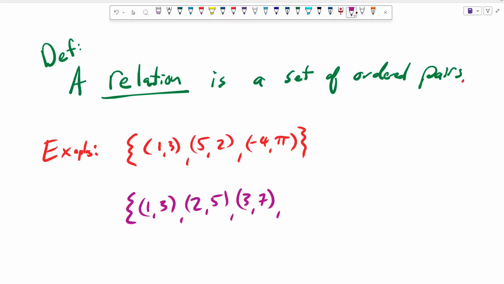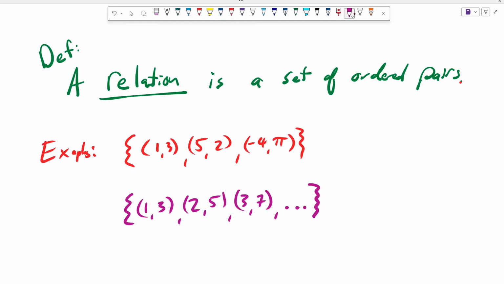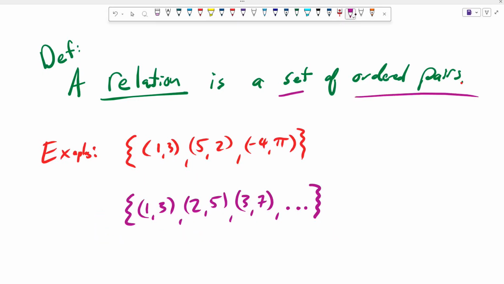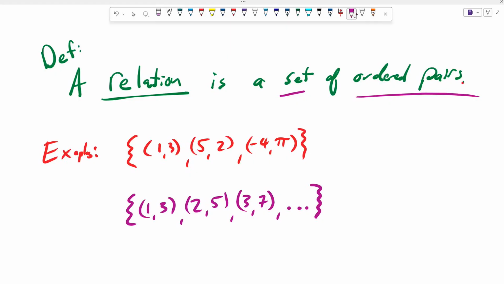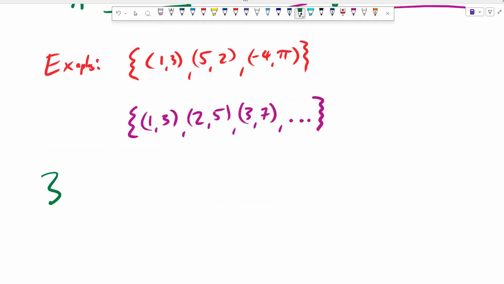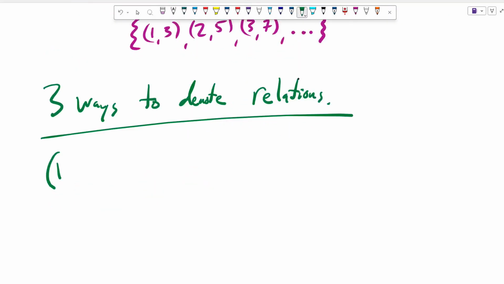This has a very clear pattern. Well, it should be clear. (1, 3), (2, 5), (3, 7). What's the next one? (4, 9). (4, 9), and so on. If there's a clear pattern, you just put dot, dot, dot, the ellipsis. So here, this is a relation. Why is this a relation? Because it's a set of ordered pairs. There are the brackets and everything inside is ordered pairs. This has an infinite number of ordered pairs in it.